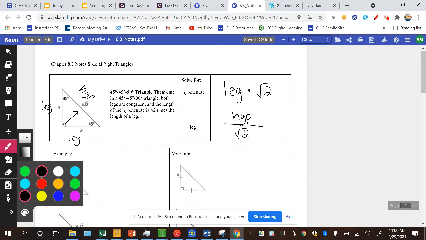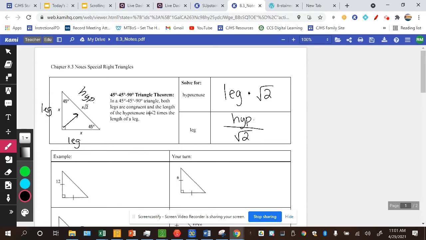Oh, I forgot to mention this. 45, 45, 90. What kind of triangle is it? It's a right triangle. And is it isosceles, scalene, or equilateral? Isosceles, which means the two leg lengths are the same, right? Okay. So here is how we solve for both of those things. Let's go ahead and use that to solve for our examples.